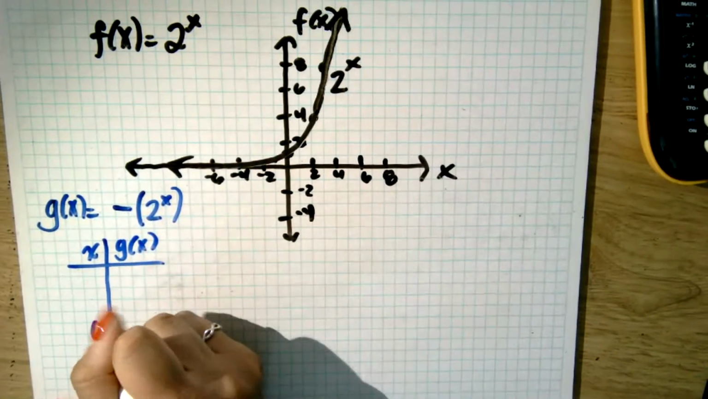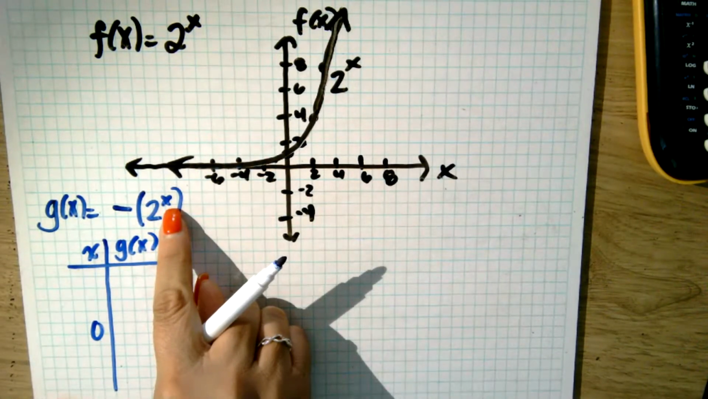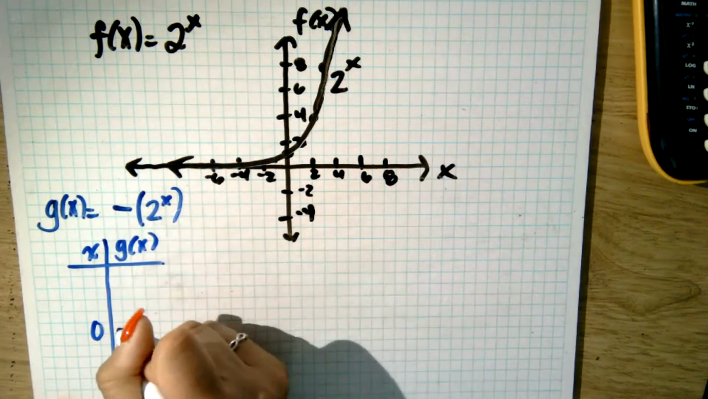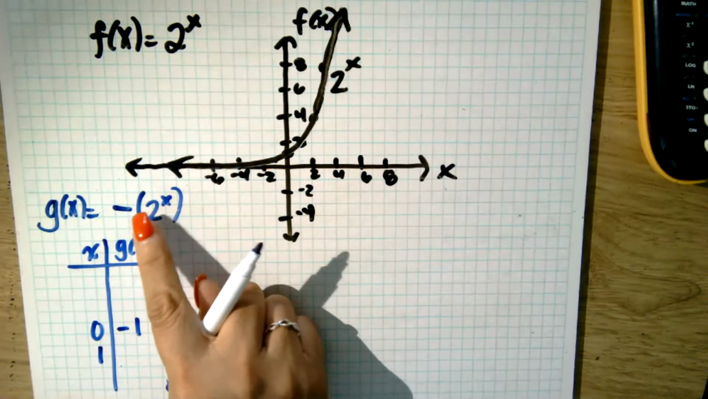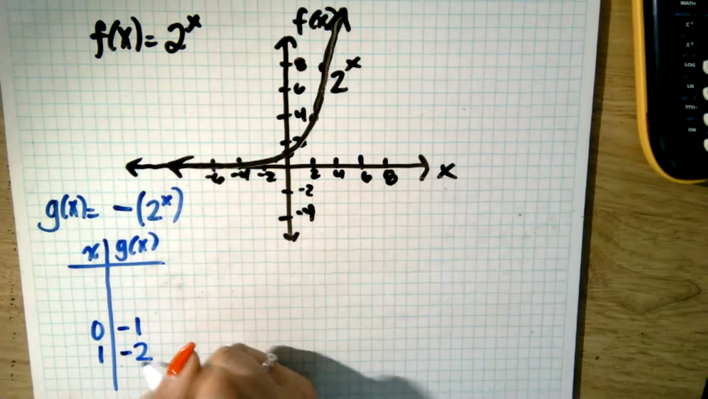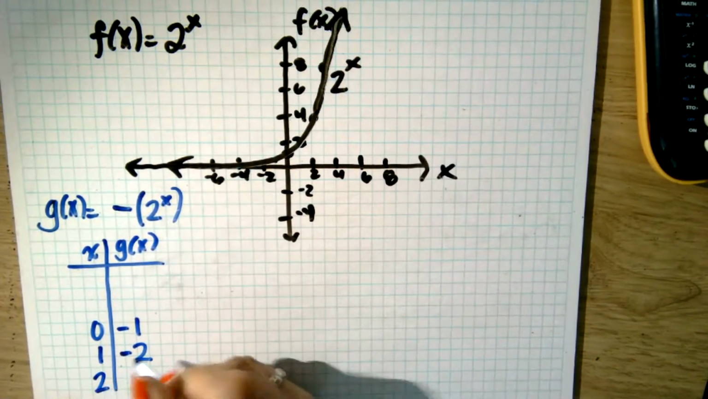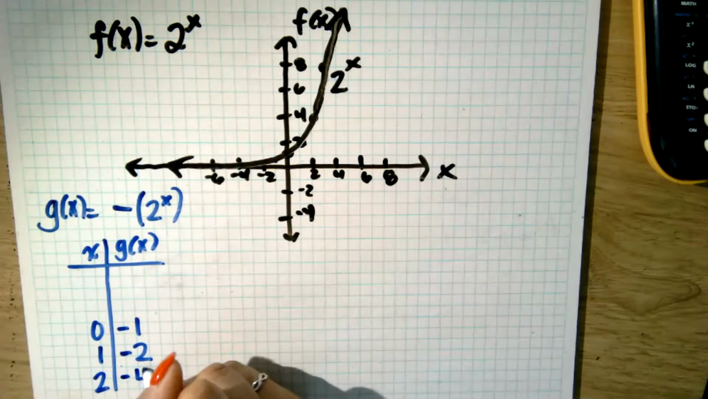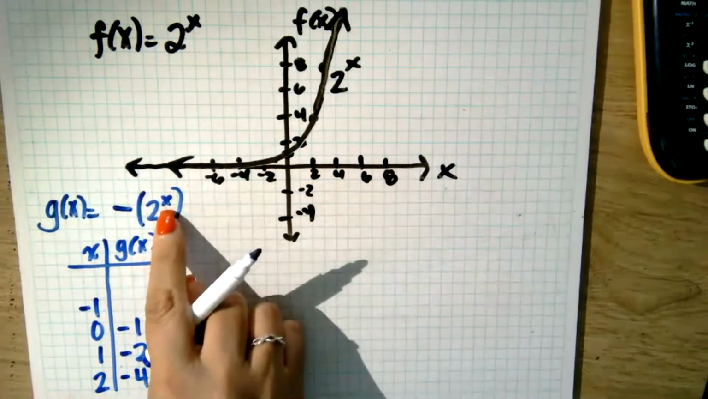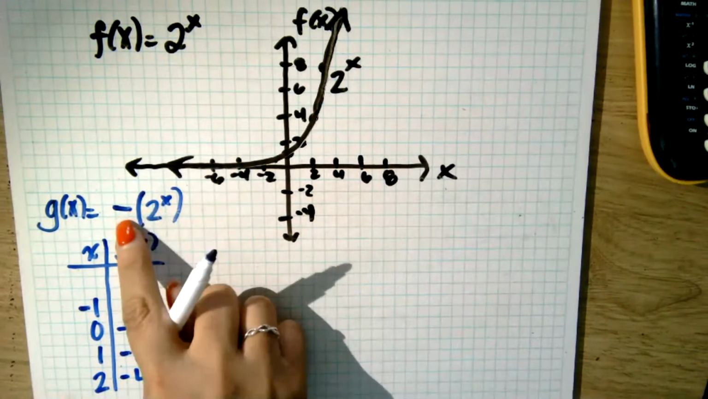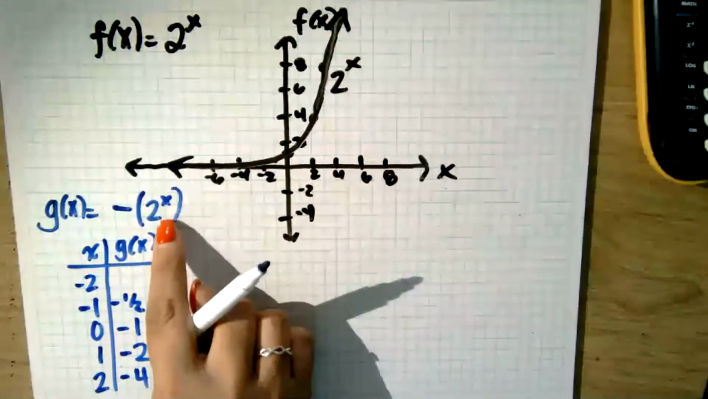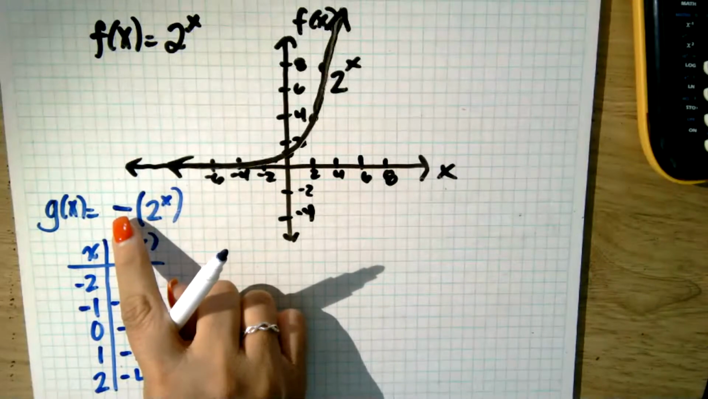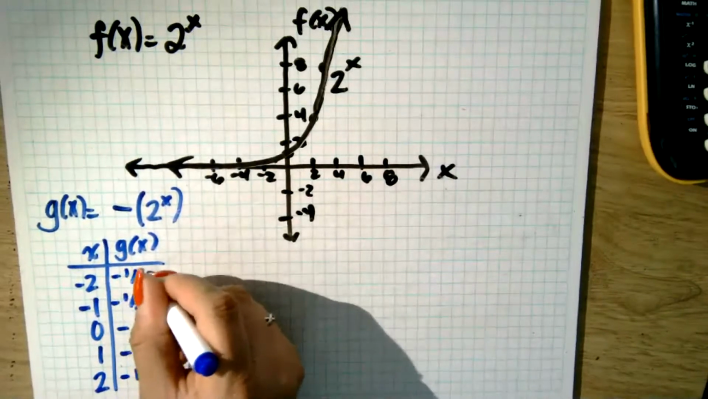So let's see. 2 to the 0 is 1, but now I added a negative, so that's going to be negative 1. 2 to the 1 is 2, but I added a negative, so that's going to be negative 2. 2 to the 2 is 4, so that's negative 4. 2 to the negative 1 is 1/2, so that's negative 1/2. 2 to the negative 2 is 1/4, so that's negative 1/4.